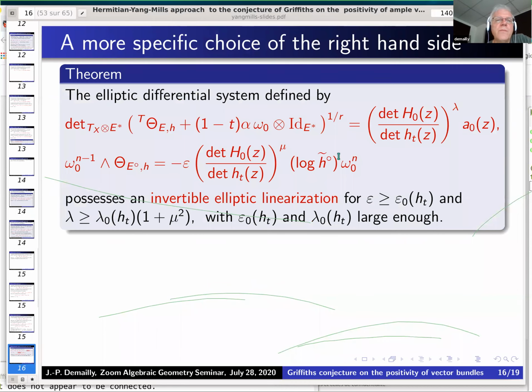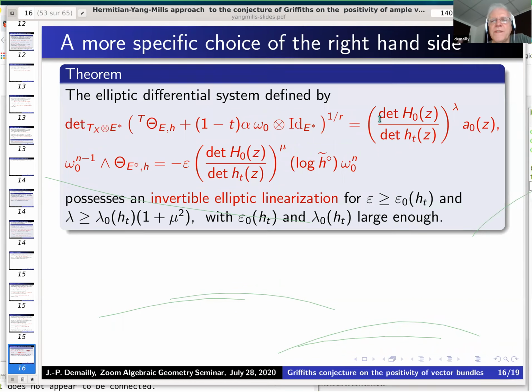So now here is my more specific choice for the right-hand side. Here I'm mimicking the rank 1 case for the usual Monge-Ampère equations. So I propose to take a right-hand side which blows up when the determinant vanishes. So it will add some stability, because then it somehow prevents the determinant of HT from approaching 0. Because if the determinant of HT would approach 0, then the right-hand side would blow up, and this would not be compatible with the left-hand side. And so somehow this is a more stable equation.